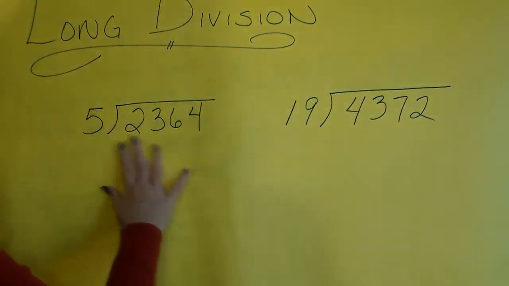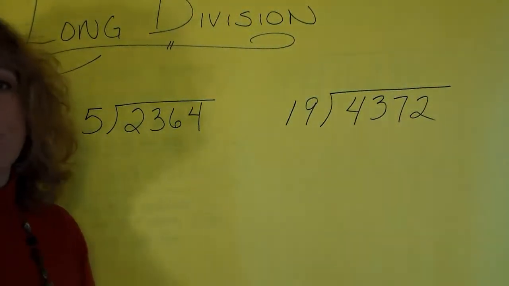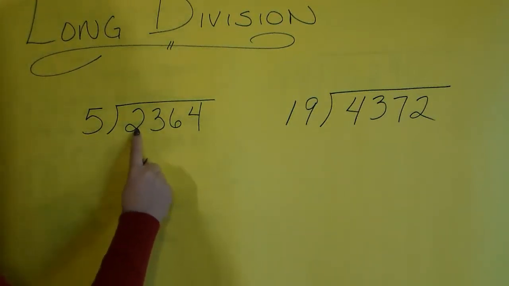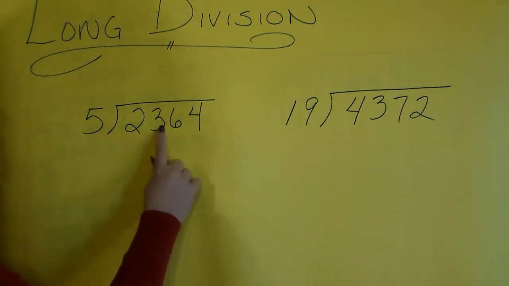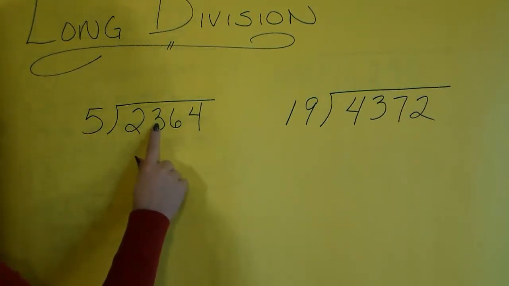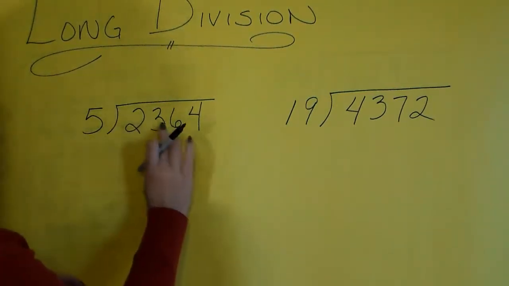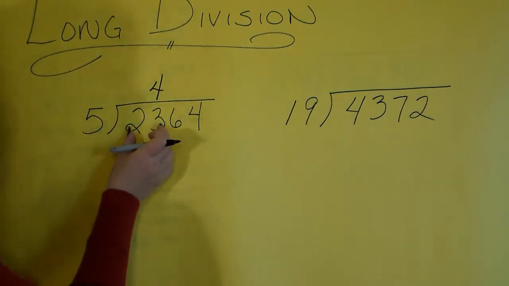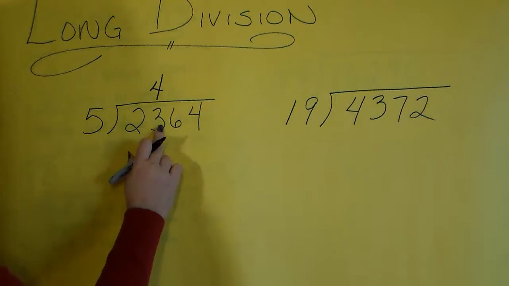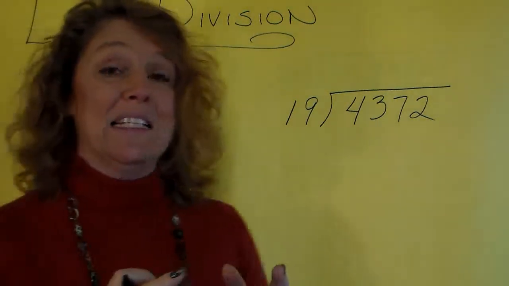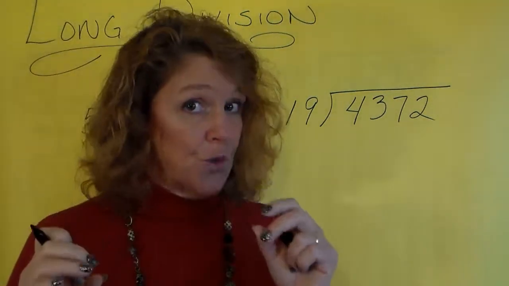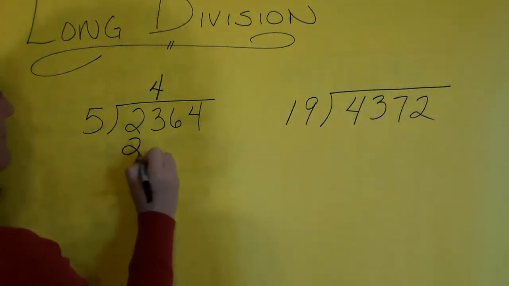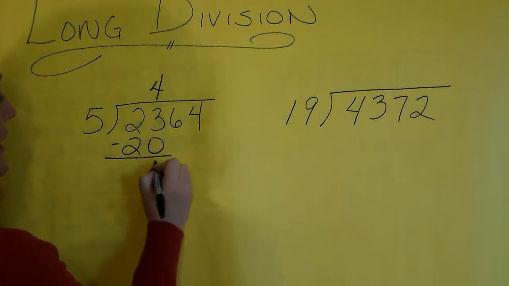We're going to start with 5 going into the number 2,364. So we're going to take our 5 and we're going to say no, 5 does not go into 2, but 5 does go into 23. 5 goes into 20 4 times. I'm going to put the 4 right above the 3 because we're using the 23, and keeping my place value, my digits straight, is really important in long division. 5 times 4 is 20. I'm going to subtract, and I get 3.